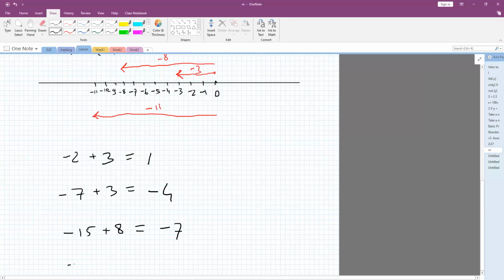Minus 32 and then plus 48 and then minus 10.